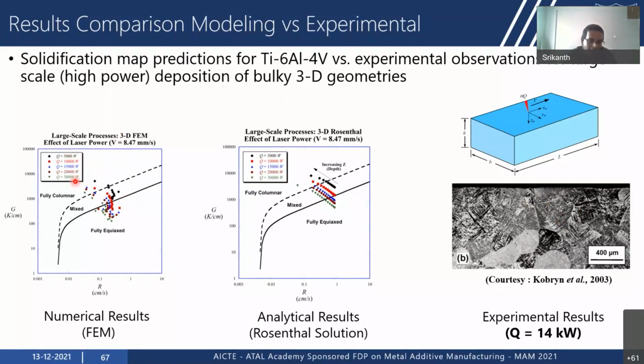In the early days of the LDD process, there was a process from a company called Aeromet, which used an 18 kilowatt laser. Okay, so it used a very high laser power. So here, if you see, it is showing that it is possible to get a graded microstructure through the depth of the deposit, with a fully equiaxed at the surface and columnar at the bottom, and also a mixed microstructure. The Rosenthal results are in agreement with experimental observations as well as with the numerical modeling results.